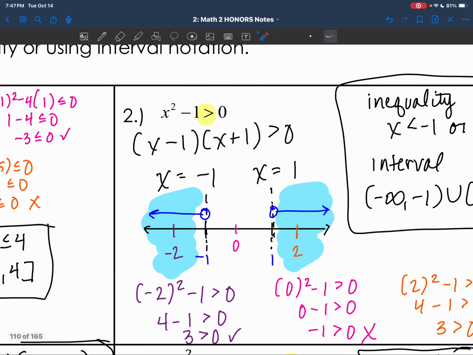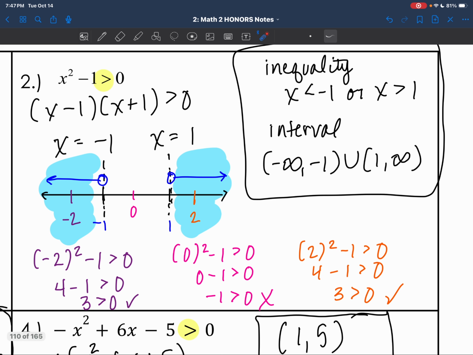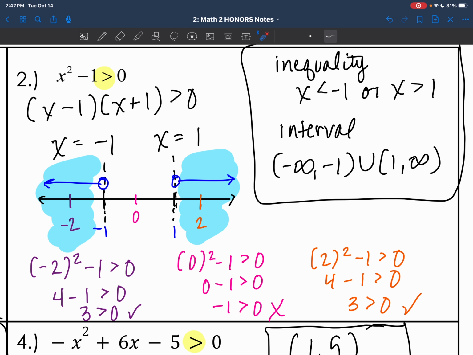All right, so let's go ahead and test number 2. We're going to go ahead and solve that. So again, we're going to pretend this is an equal sign when we solve this.